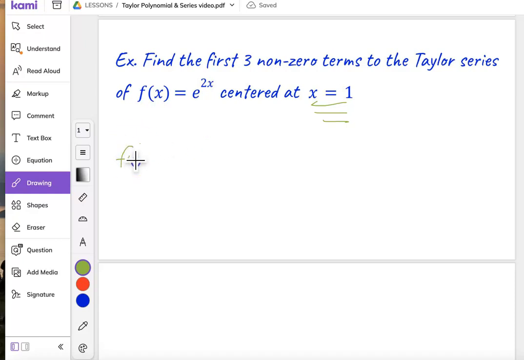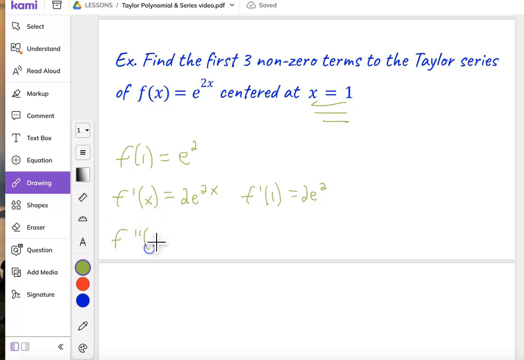So starting off with f of 1, f of 1 would simply be e to the 2 times 1, or just e squared. The second term, that would be the x to the first term, so we can differentiate our function e to the 2x. Be careful, we'd have to do chain rule there. We would get 2 times e to the 2x, and evaluated at 1, that would be 2e squared.